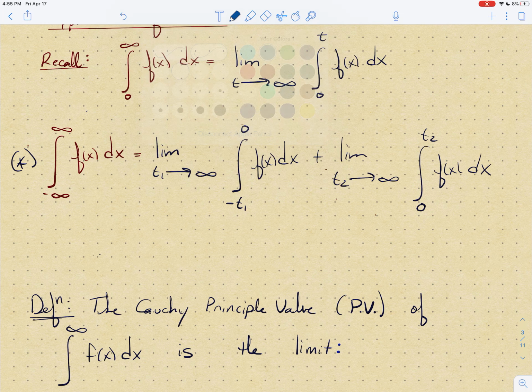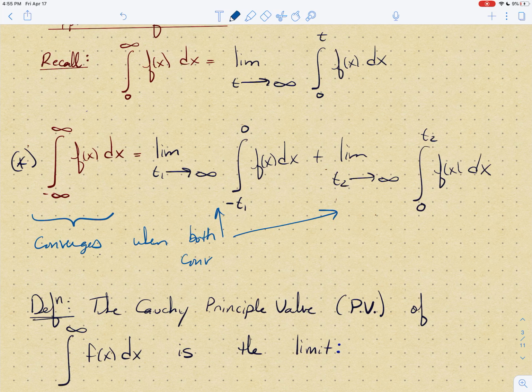So let's switch colors here so we can see it maybe. This integral converges when both of these pieces converge. They both need to converge to a finite number. So that's when this one converges. All right? So that's the background that I need from what you would have seen in Calculus 2.